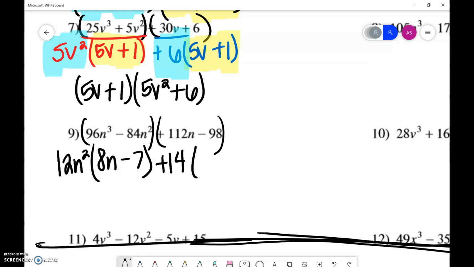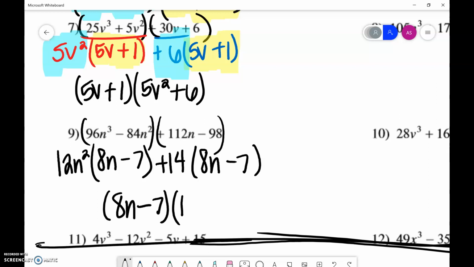Then we're going to ask ourselves, 14 times what will give me 112n? That's going to be 8n. And then 14 times what will give me negative 98? That'll be negative 7. Okay, and then my final answer, 8n minus 7 times 12n squared plus 14.